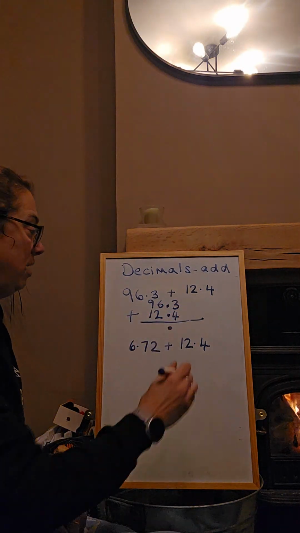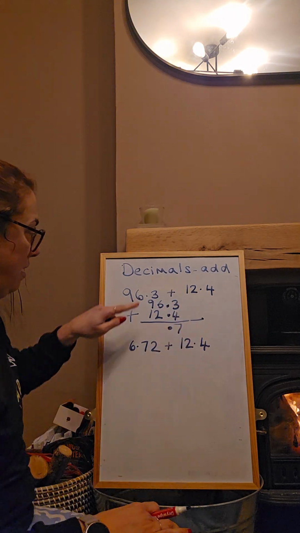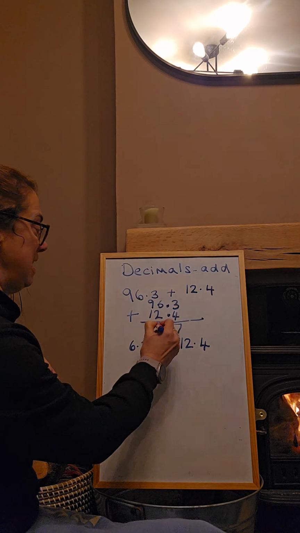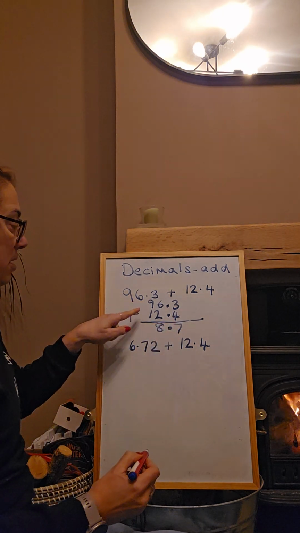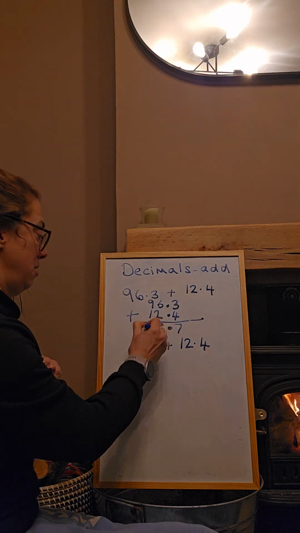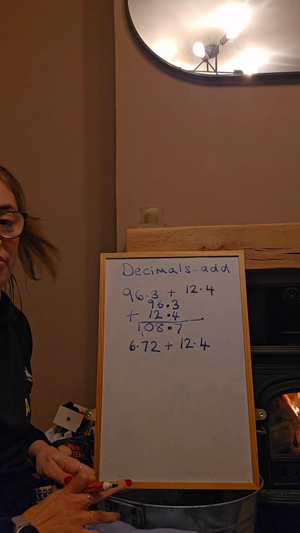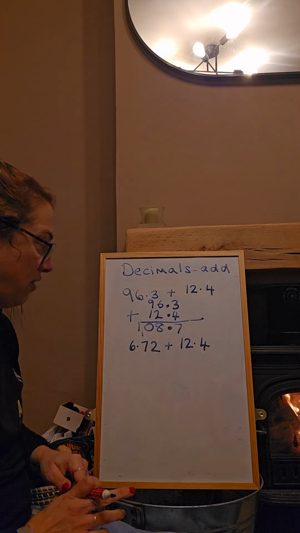3 plus 4 is 7. 6 plus 2 is 8. 9 plus 1 is 10. So my answer is 108.7.